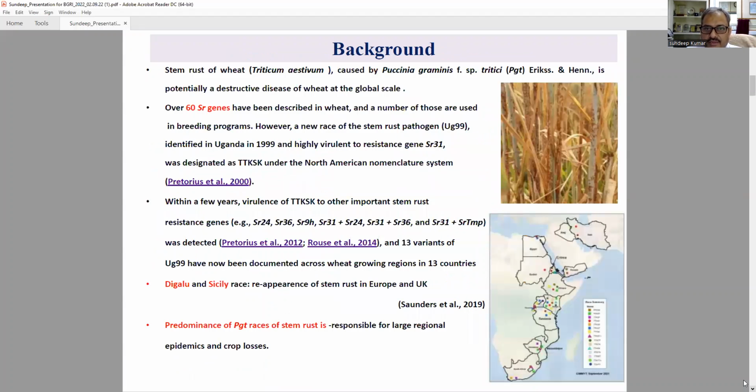There are a number of challenges for successful wheat production. Stem rust is one of the major challenges for successful wheat production. Though more than 60 SR resistance genes are known, a number of them are being used in breeding programs. However, UG99 and its variants have made most of the resistance genes susceptible. The Digalu and Sicily races, which were earlier there, have again reappeared in Europe and UK. And the predominance of these Pgt races of stem rust is responsible for large regional epidemics and crop losses.